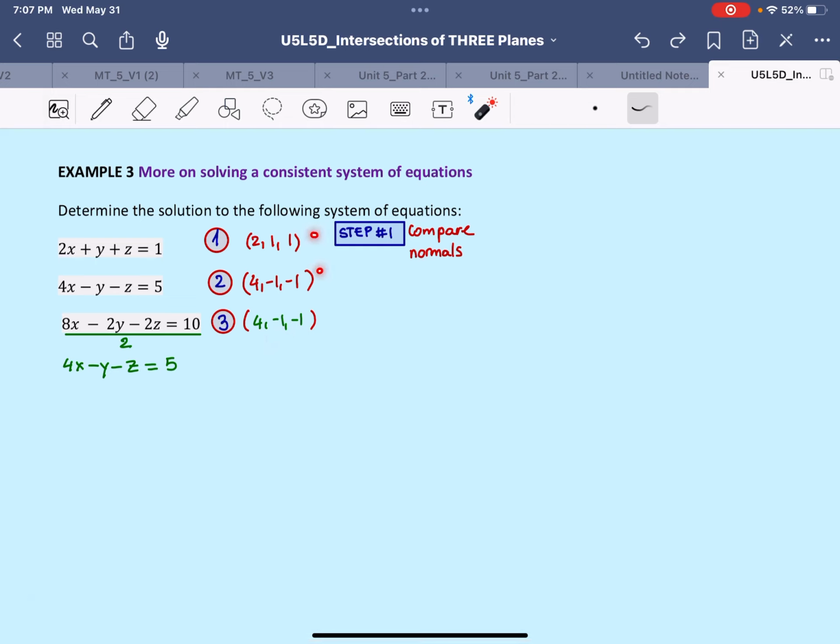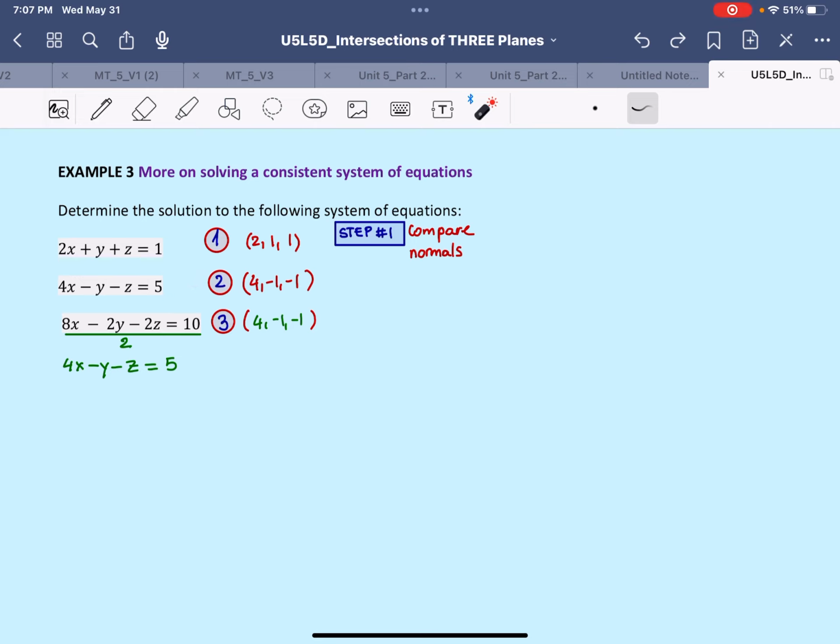When you compare the normals now, notice how the normals of planes 2 and 3 are exactly the same. And not only this, but their constants are the same. The value of d, when this number is taken to the left side of the equation, is negative 5, and the value of d here is also negative 5. So the d values are the same, which makes these two planes not only parallel, because their normals are the same, but also it makes them have a common point, which tells us that these two planes are coincident.